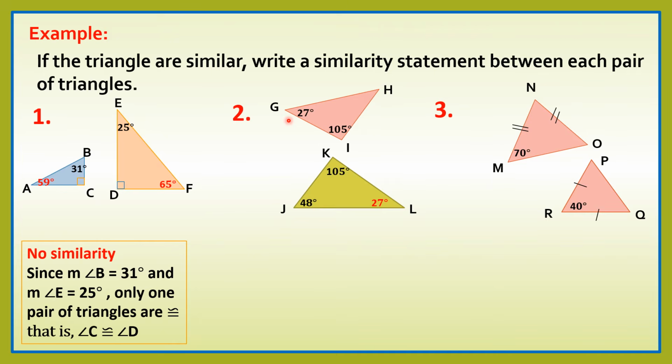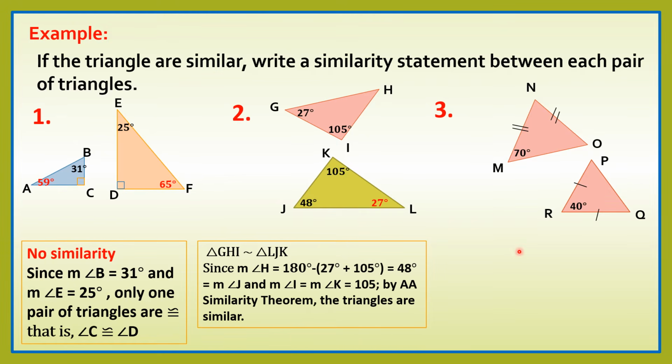Therefore, meron na tayong dalawang congruent angles. Si angle G at angle L. Angle I and angle K. Therefore, number 2 is similar. So, triangle GIH and triangle KJL are similar.